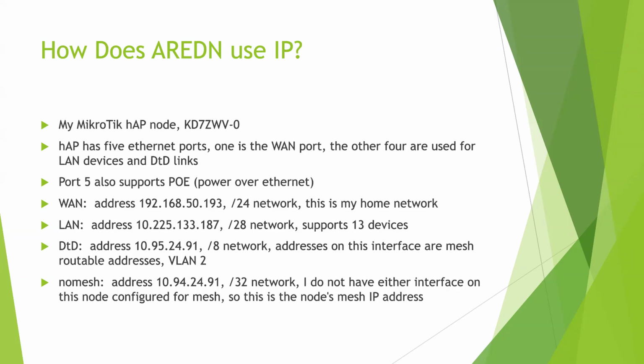Okay. And the DTD is VLAN 2. The untagged is going to be LAN. Okay. Does that make sense? Yeah, I'm good. All right.